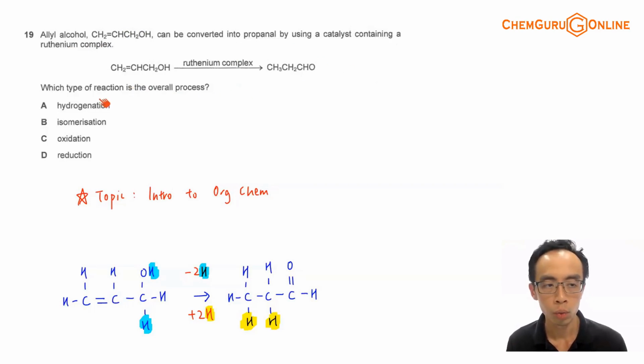So the equation is here. Which type of reaction is the overall process? Is it hydrogenation, isomerization, which is something that we never encountered before, not really in syllabus, so we have to try to figure out, is it oxidation, is it reduction?